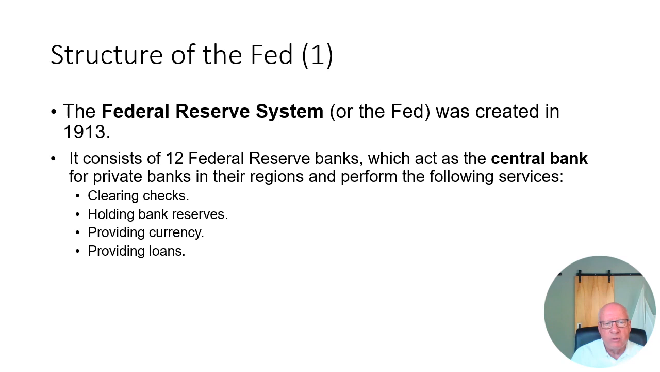They also hold bank reserves. Banks not only can keep reserves in cash in their own vault, but they can also keep it on deposit at the Federal Reserve System, nice and safe and secure. The Federal Reserve provides currency, and it also provides loans. But unlike normal banks, which can provide loans to consumers and business people and other institutions, the Federal Reserve System can only make loans to other bankers. So it's kind of like a wholesale operation rather than a retail operation.